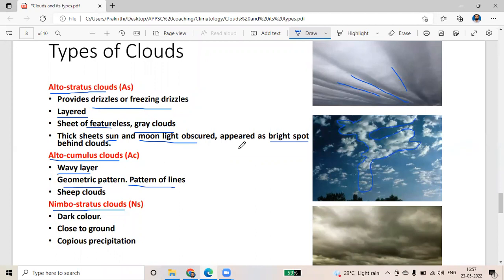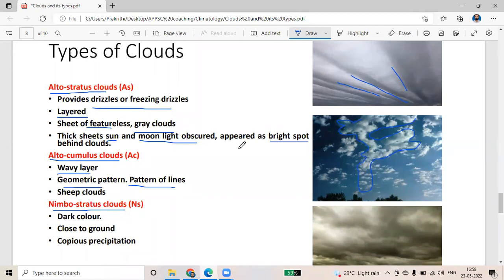Usually it is also known as sheep clouds because these clouds look like the skin of a sheep. Like sheep's skin flying in the air, this is how it will appear. So that is called altocumulus clouds.